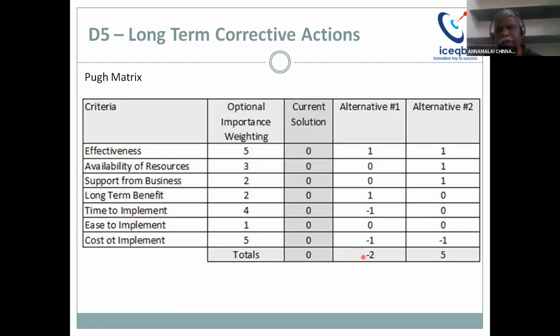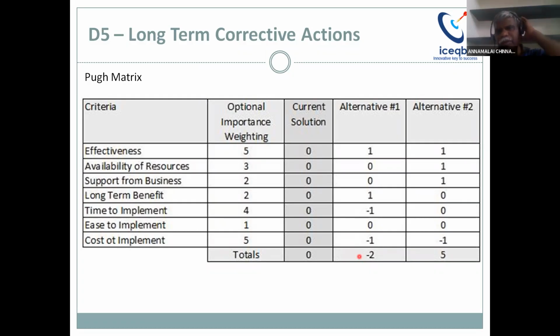Then in order to get the final rating, what I like to do is multiply the importance rating by the performance rating, and then add everything. So that means 5 into 1 is 5, plus 3 into 0 is 0, plus 2 into 0 is 0. Then 2 into 1 is 2. So 5 plus 2 is 7. Then 4 into -1 is -4. So 7 minus 4 is 3. Then 1 into 0 is 0. Then 5 into -1 is -5. So 3 minus 5 is -2. So that means the net score is -2.